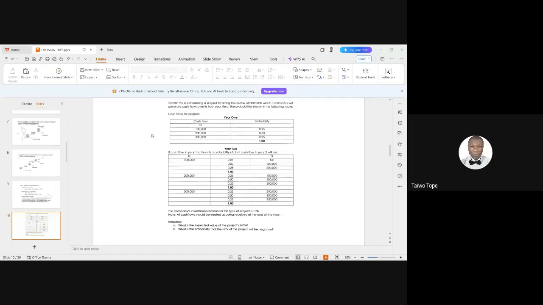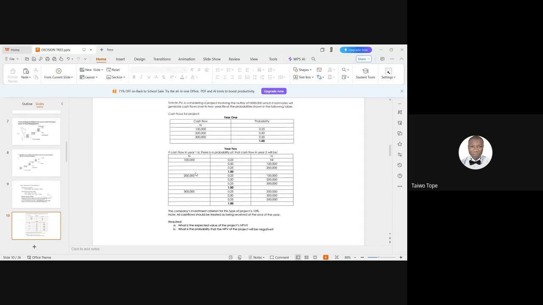You can see the values: 100, 200, 300. It means the following: when you get an inflow of 100 in year 1, in year 2 it is likely that you get an inflow of 0, which is nil, with its associated probability of 0.2. In year 2, it is likely that you get an inflow of 100,000. It is likely that you get an inflow of 200,000.